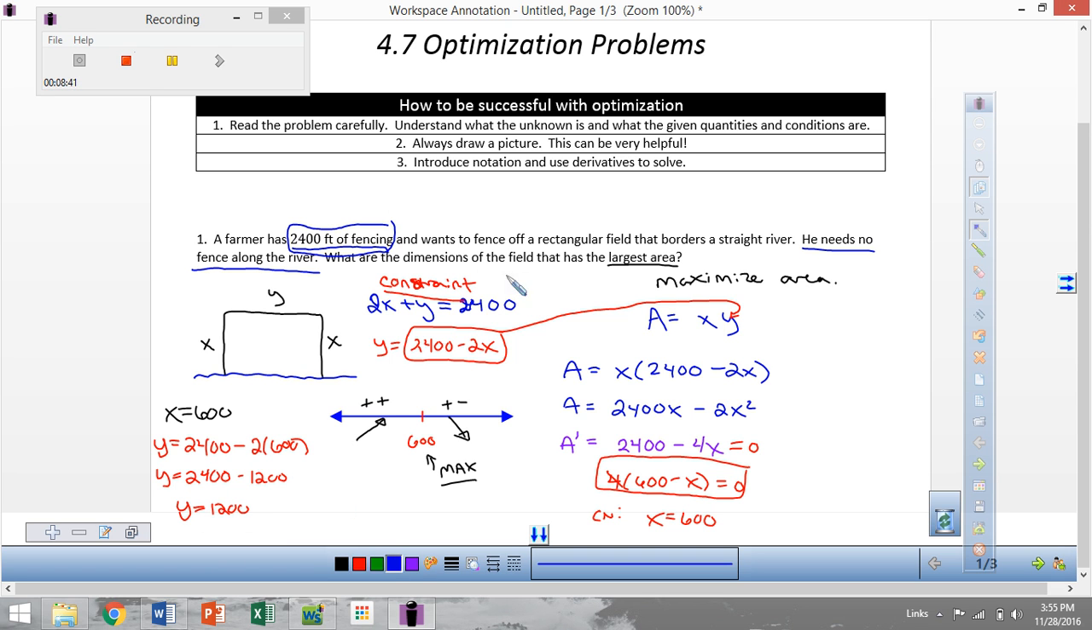So the question is, what are the dimensions of the field that has the largest area? It would be when x is 600. So I have 600 on both sides, and then this would need to be 1200. And if I use that amount of fencing in each one of those areas to make this rectangular field, this area would be the biggest of any rectangle I could make, given that 2,400 feet of fencing.